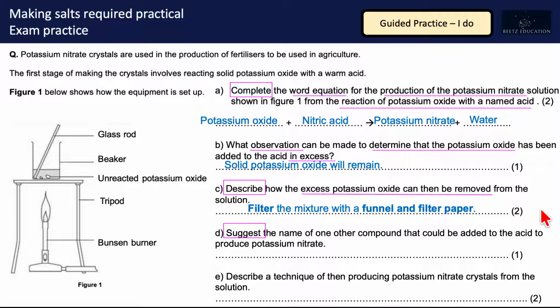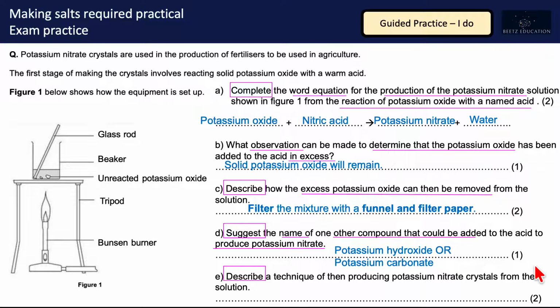Next question, suggest the name of one other compound that could be added to the acid to produce potassium nitrate. So I've got to come up with a different base. Okay, it's going to have potassium in it because I'm making potassium nitrate as my salt. But I've got to think about what other bases I could add to that acid to make potassium nitrate. I could have potassium hydroxide or potassium carbonate as my possible answers for that one.